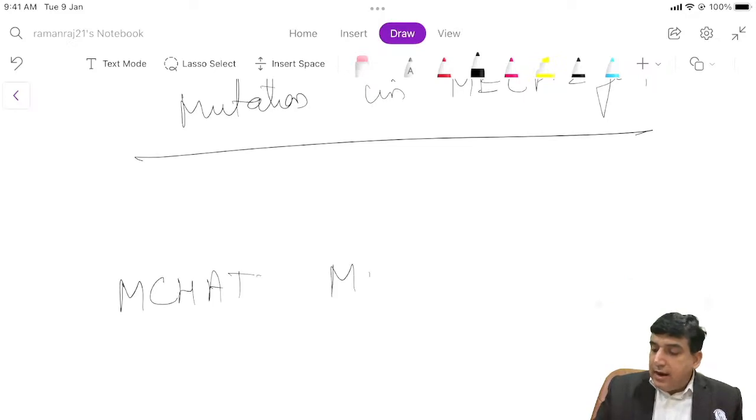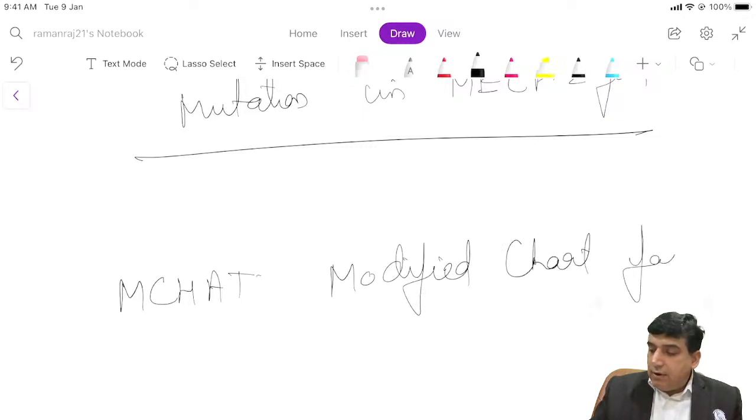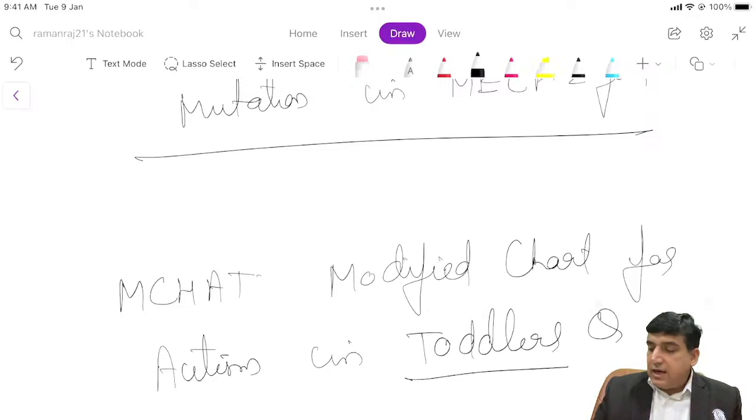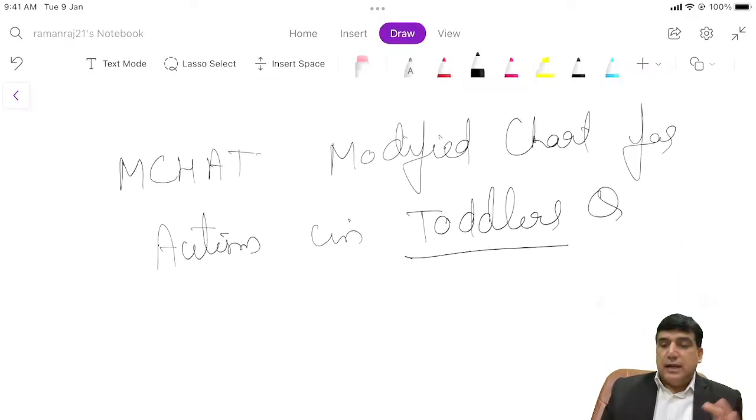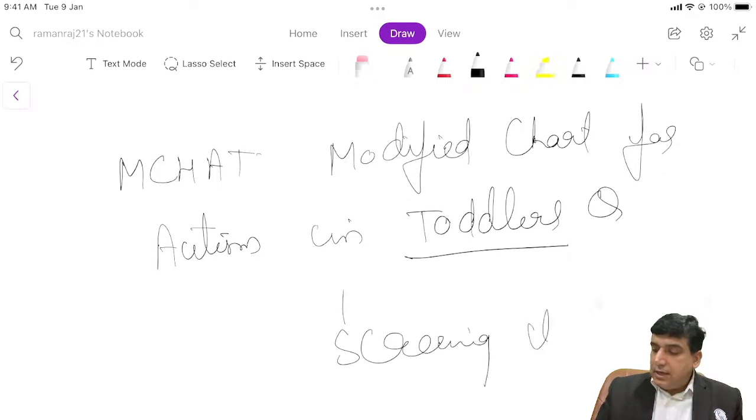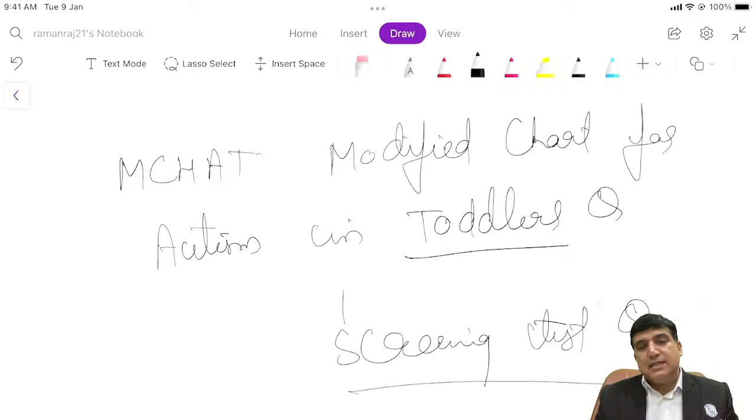And M-CHAT, we have M-CHAT. It's a Modified Checklist for Autism in Toddlers. Modified Checklist for Autism in Toddlers. This is a screening test. This screening test we use to screen whether a child is suffering from autism or not.